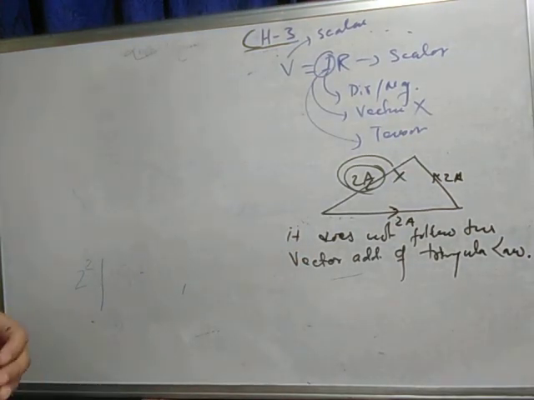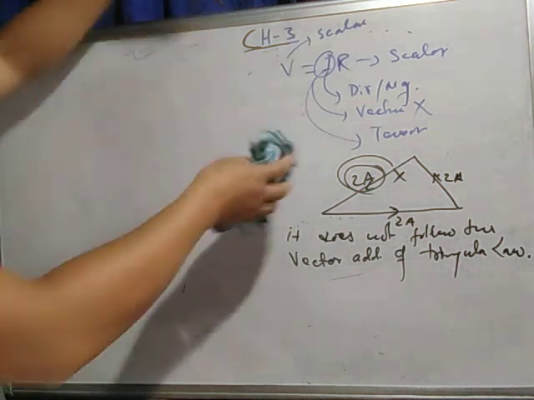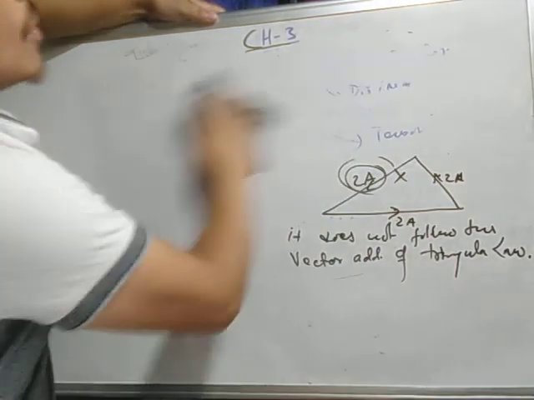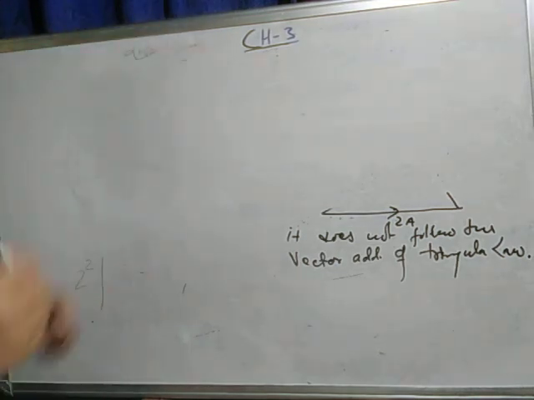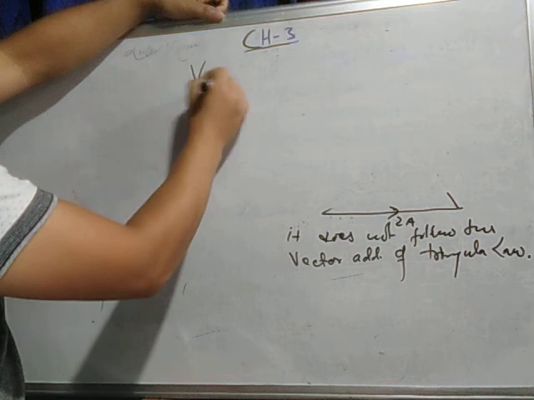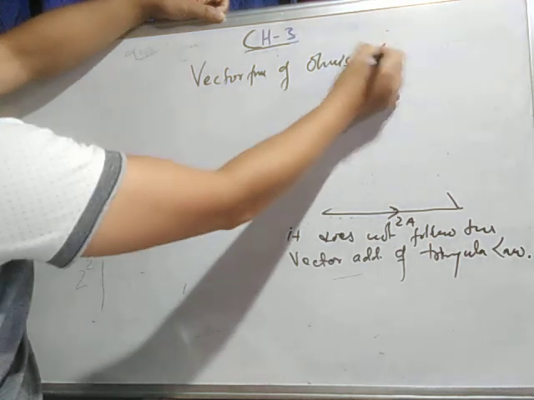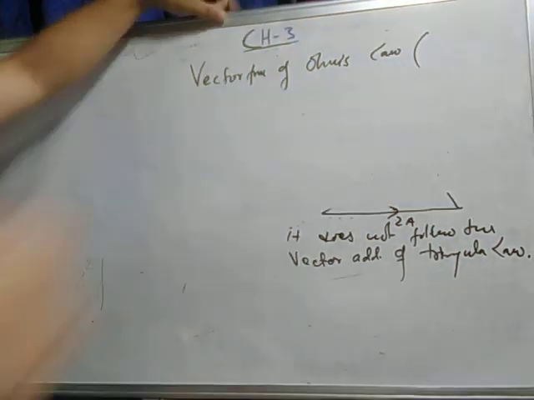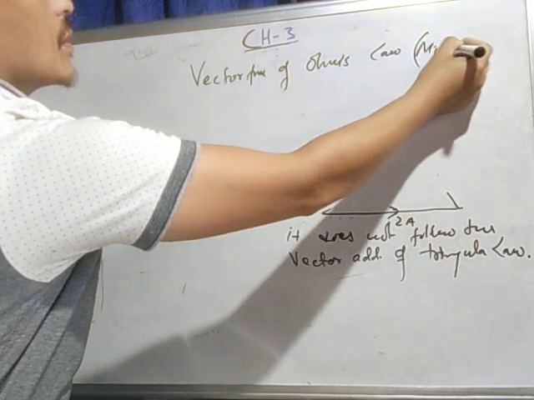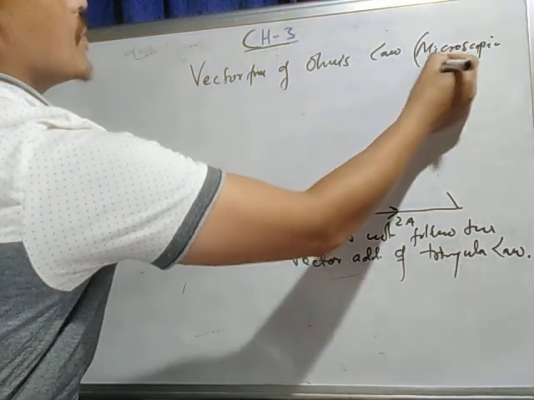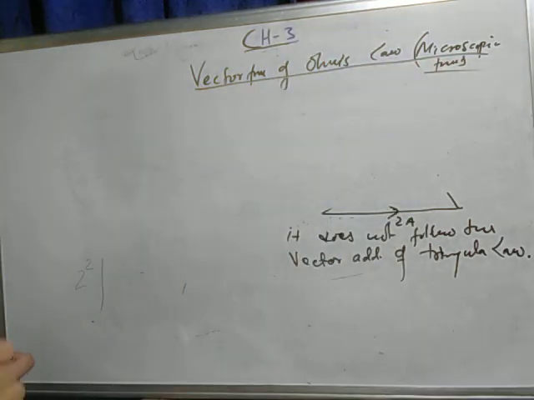Okay, so if I want to get the vector form of this Ohm's law, what would that be? What will you get? So write down the vector form of Ohm's law, and this is also called microscopic form. Okay, microscopic form, vector form of Ohm's law is also called microscopic form.